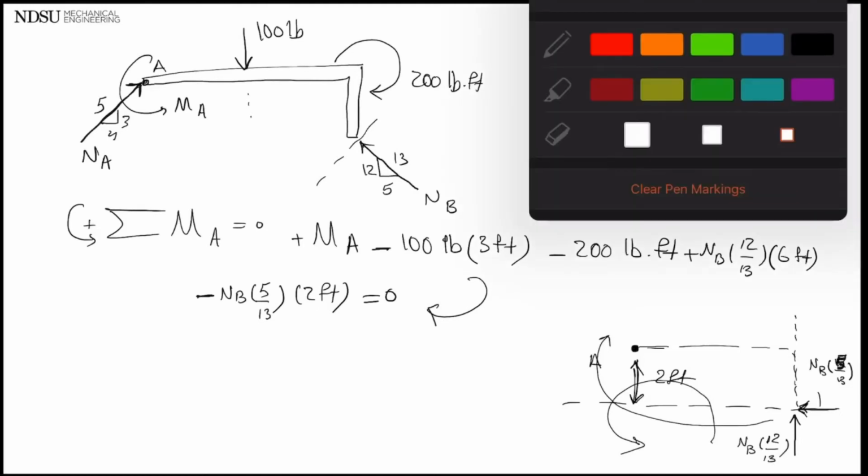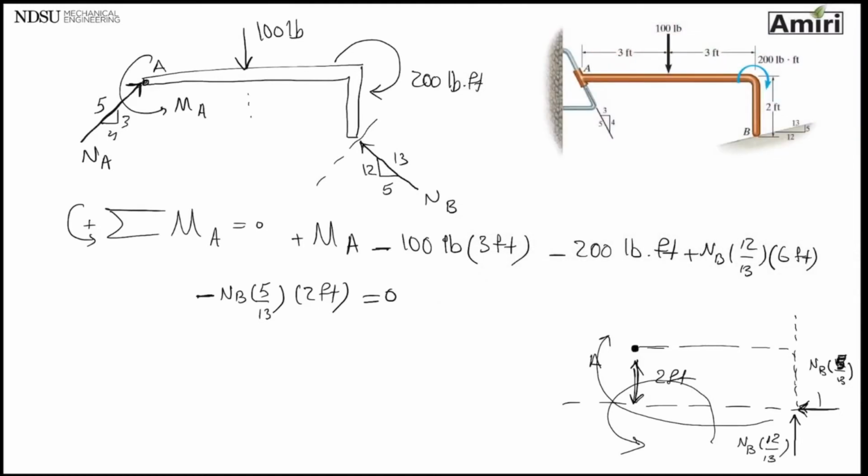So let me delete this again. Sometimes I get too excited and draw. My rotation is too big. So if you would do this, I have NB and MA. I can't do it. So I got to write another equation.